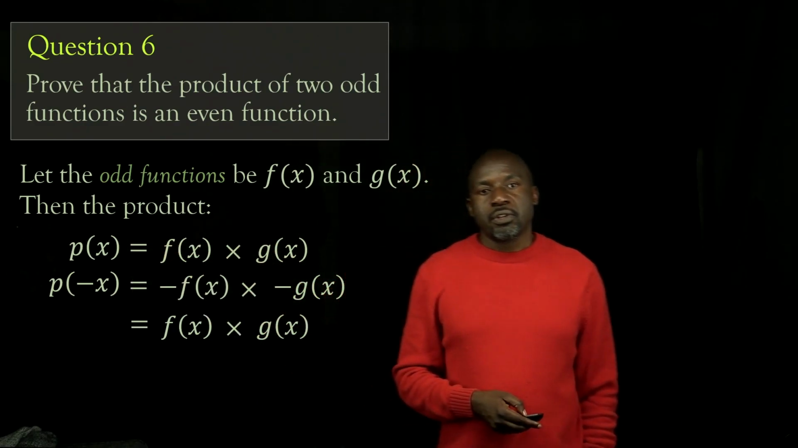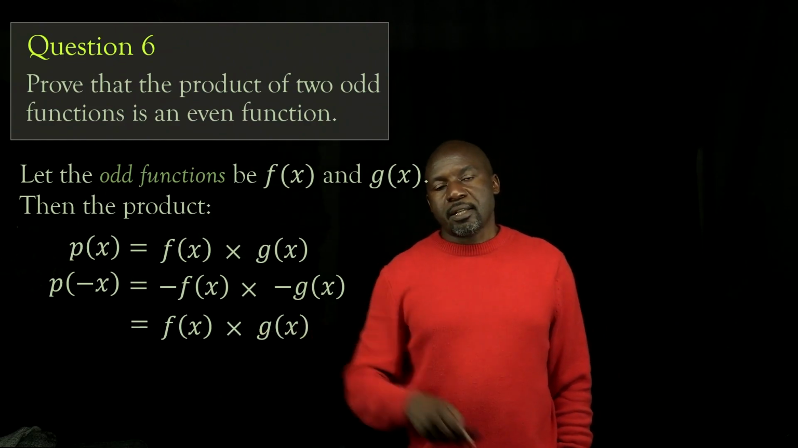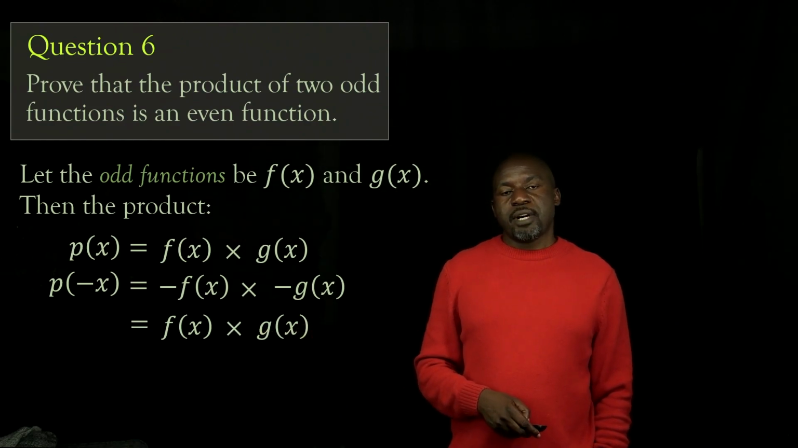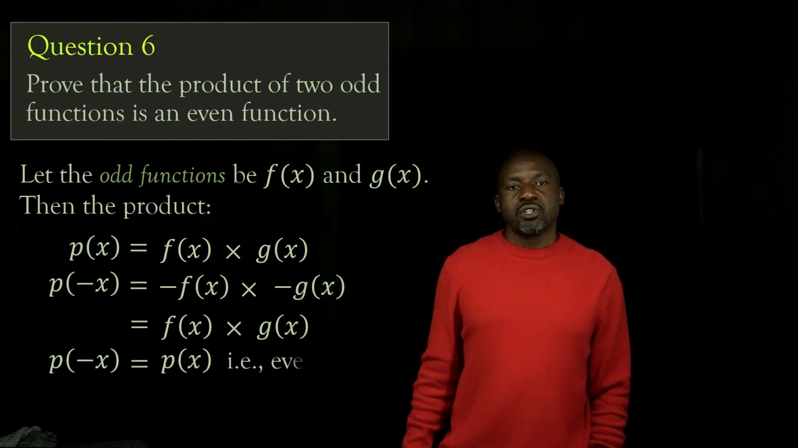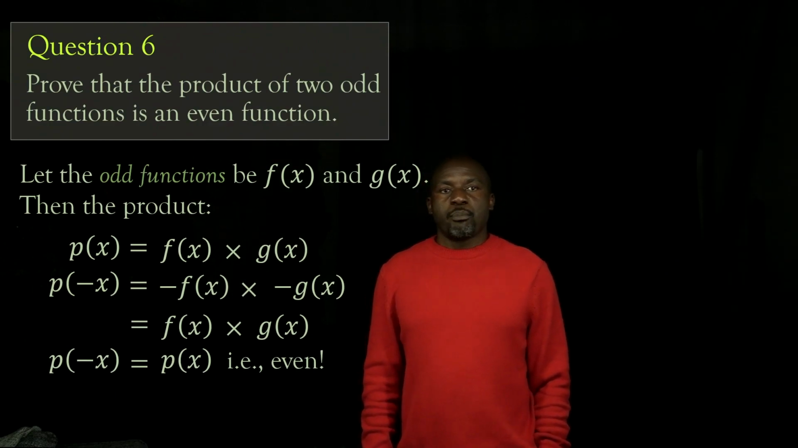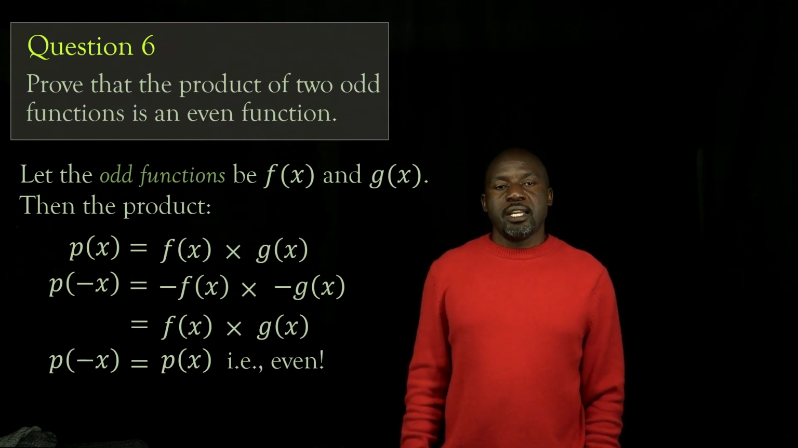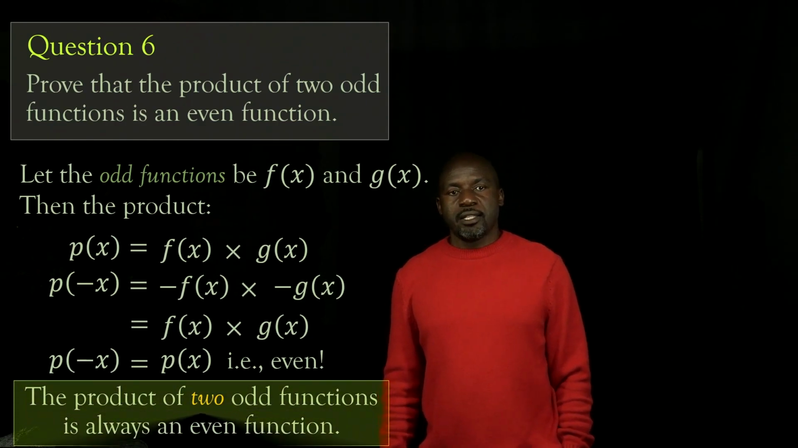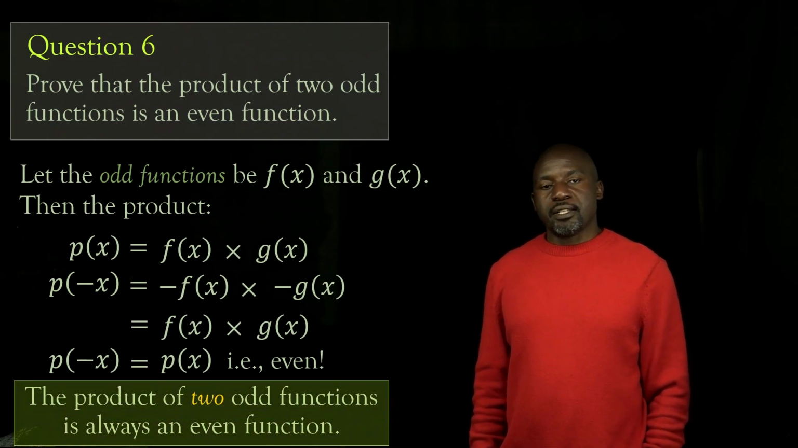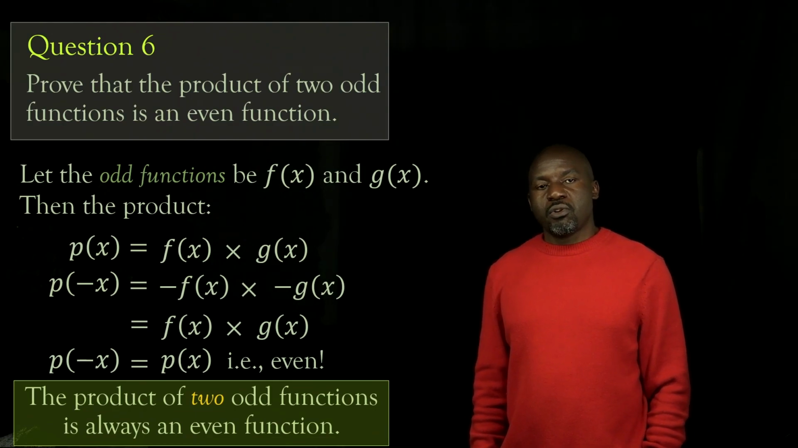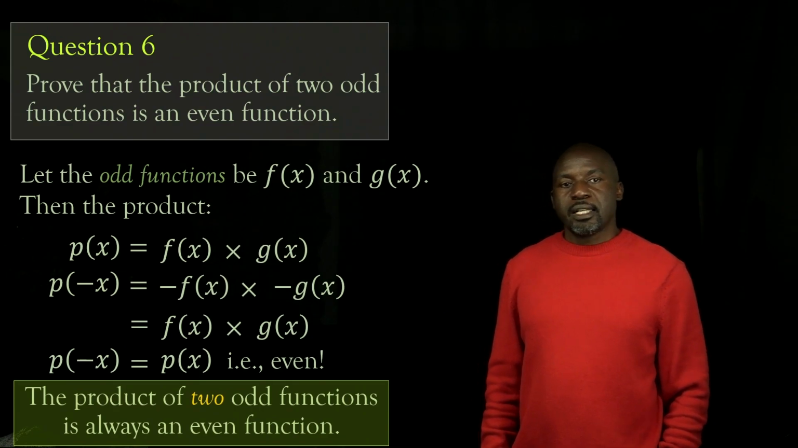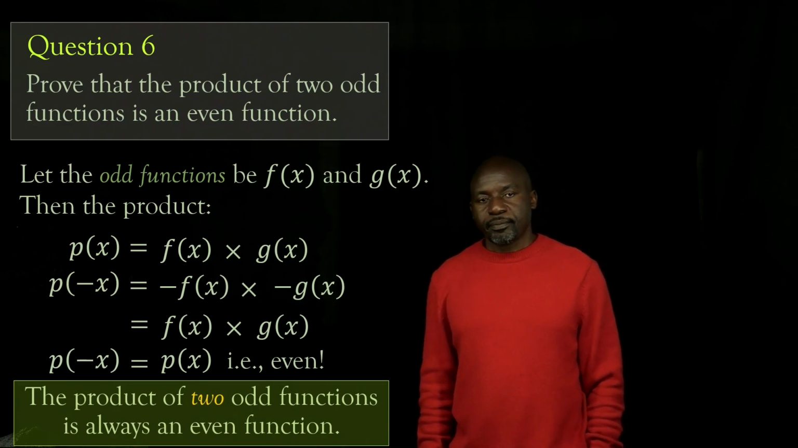And so because p of x is the same as p of minus x, we conclude that this must be an even function. This is the definition of an even function. So we can conclude that the product of two odd functions is an even function. This is true in every case. Every time you multiply two odd functions, the result is an even function, always.